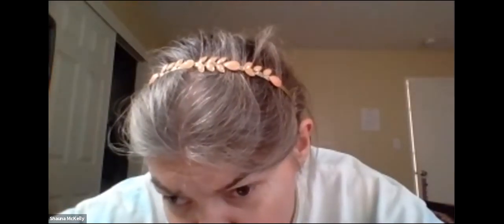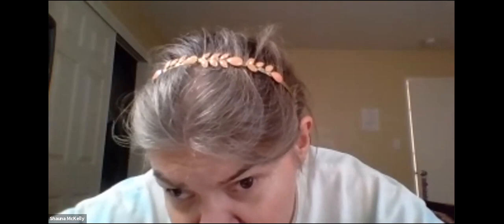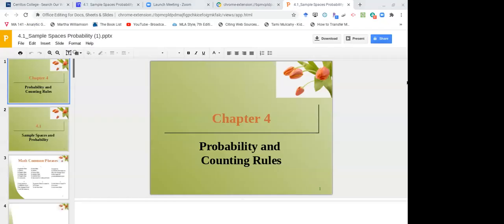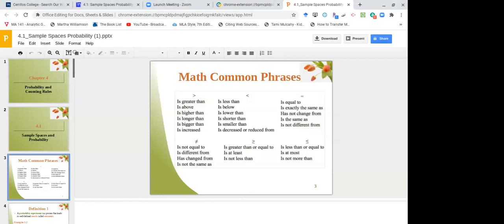Then you'll see that we have this idea of sample spaces. And what that means is basically all of the possibilities that you have from some sort of probability experiment. One thing that I want you to pay attention to, you'll see this at the beginning of every chapter from now on. And these phrases come up throughout the rest of the book. She wants you to have these phrases down with the symbol.